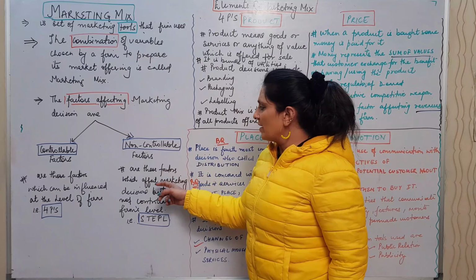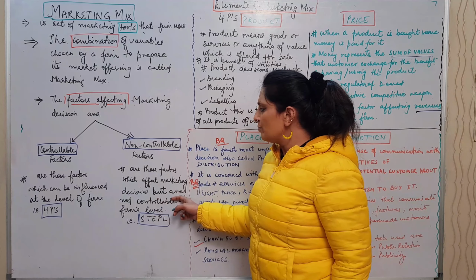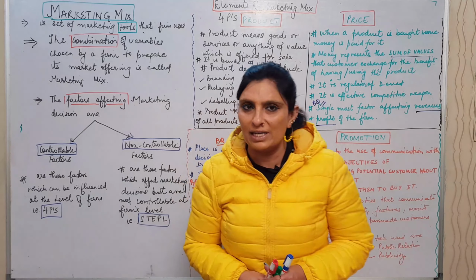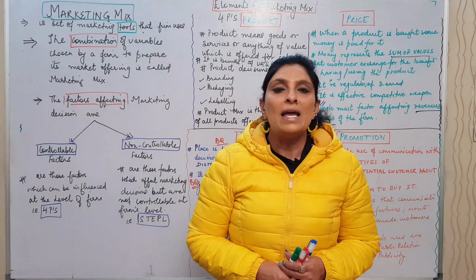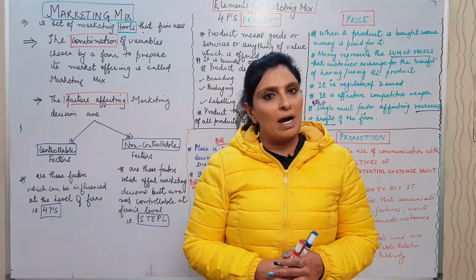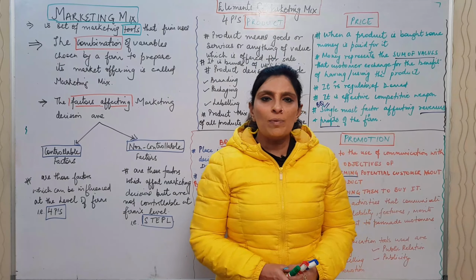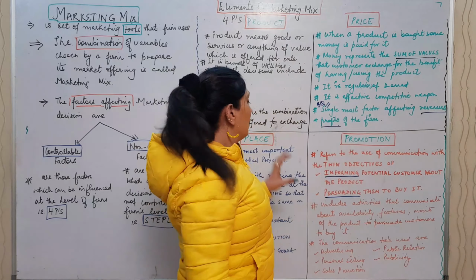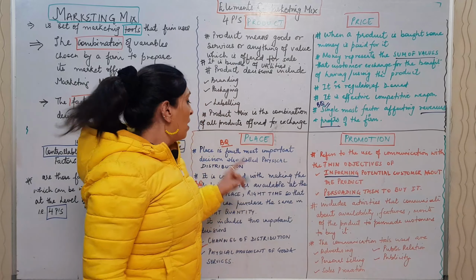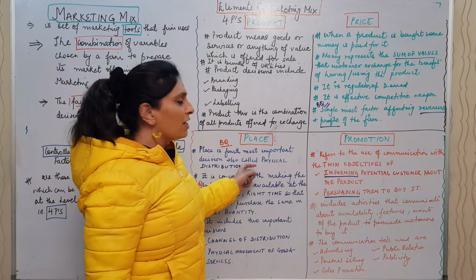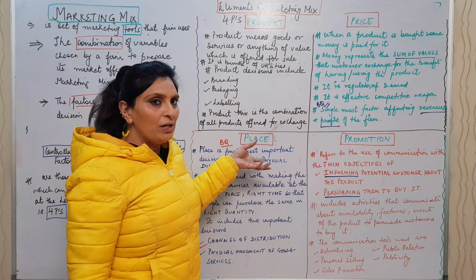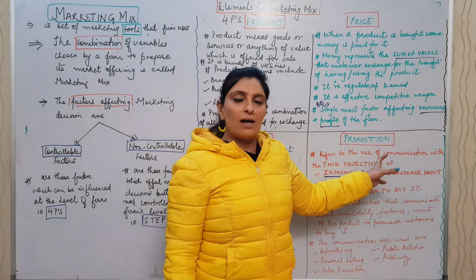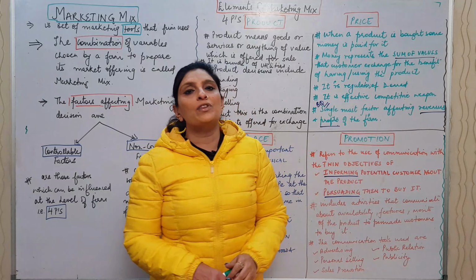And non-controllable factors are those factors which affect marketing decision but are not controllable at the firm's level, that is steeple: social, economic, political, legal and technological. Next we come to the elements of marketing mix. Talking about the elements of marketing mix, the first one is product, second is price. Then, given in the book, the fourth important decision is place, though we usually explain it as the third point, and last is promotion. So let's start with the product.